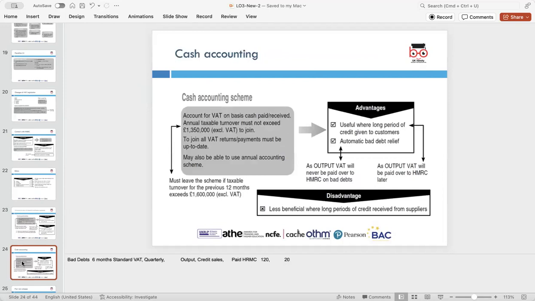Cash accounting. The cash accounting scheme provides businesses with a straightforward method for accounting for VAT based on cash paid and received. To join this scheme, a business's annual taxable turnover must not exceed 135,000 pounds, excluding VAT, and all VAT returns and payments must be up to date.